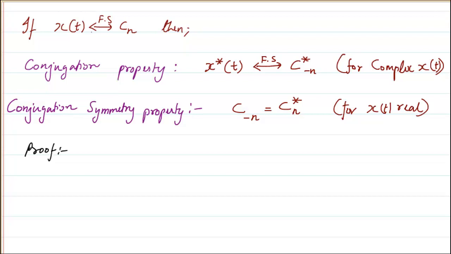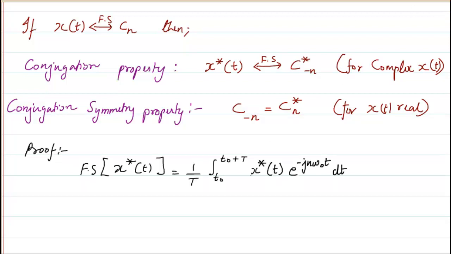So let us prove this. It's a very simple one. We already know that if we want to take the Fourier series of x conjugate of t, all you have to do is write x conjugate of t instead of x of t.